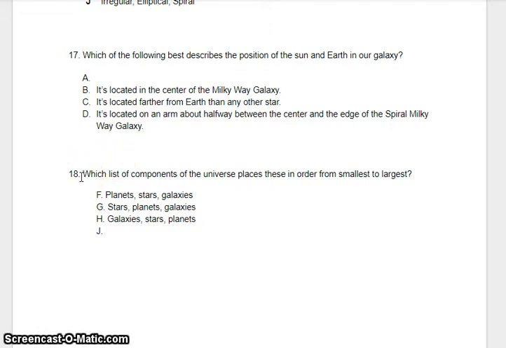18. Which list of components of the universe places these in order from smallest to largest? Smallest to largest. F, plants, planets. Stars, galaxies. G, stars, planets, galaxies. Or H, galaxies, stars, planets. Smallest to largest.